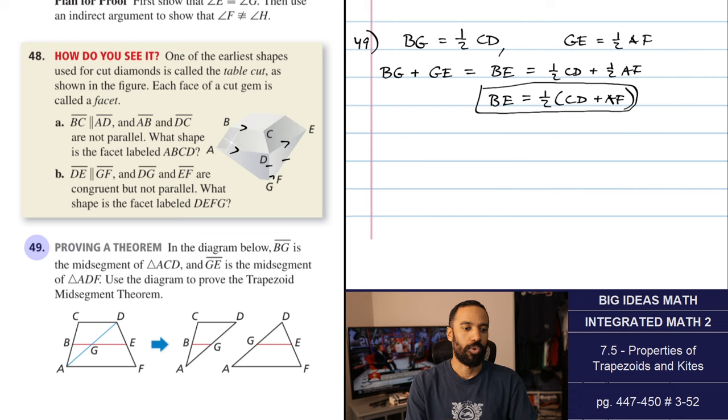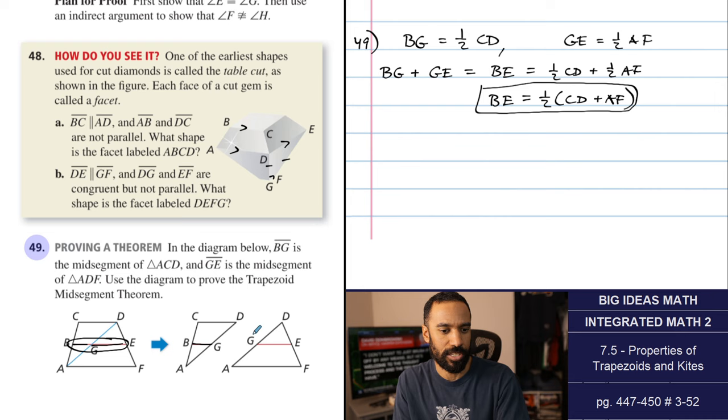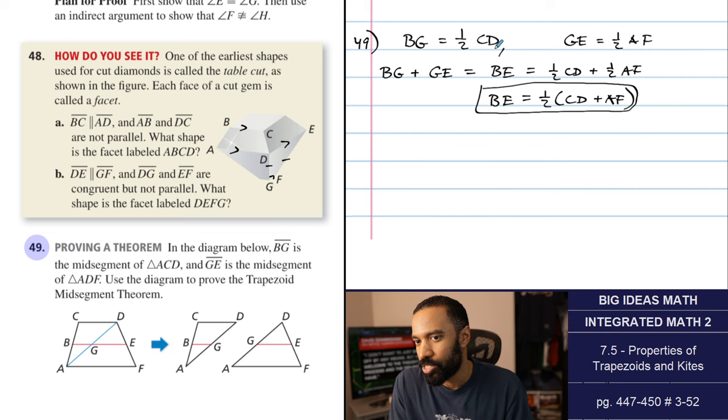So what I said here was that these two added together make the whole thing being a mid-segment. This is half of this, this is half of that. When I add those things together, I'm basically doing a substitution there, and that works itself out. Yes, I could do a two-column proof, but I don't want to.